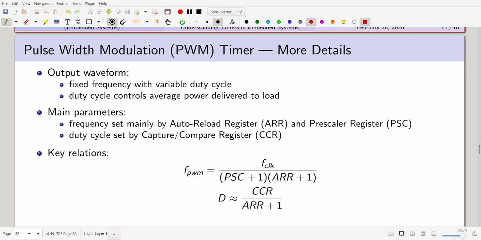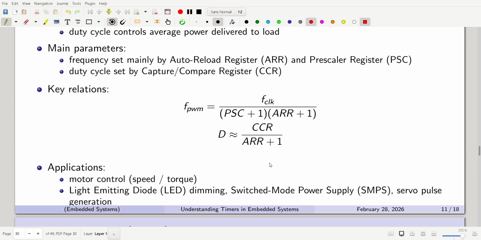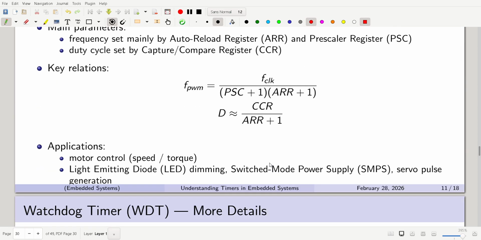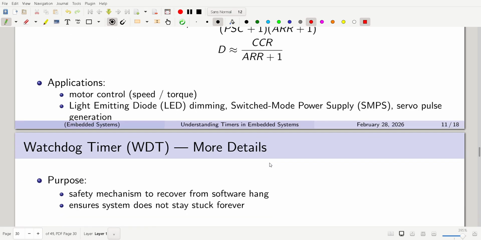So here we have already discussed this one. Now we focus on applications. Applications like motor control, already discussed, like speed control or torque control. Here PWM is being used to control the speed, and for light emitting diode dimming we also use the PWM. Based on the on time, the dimming intensity will be lower or higher like that.